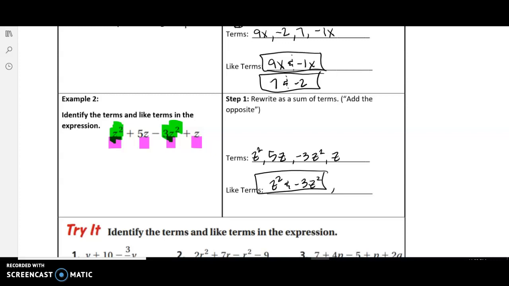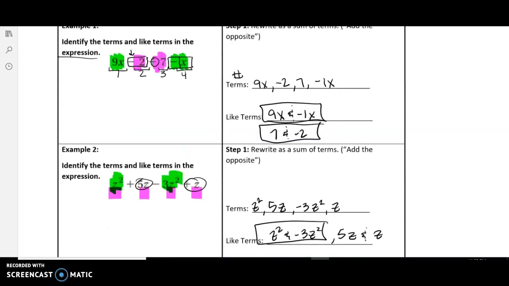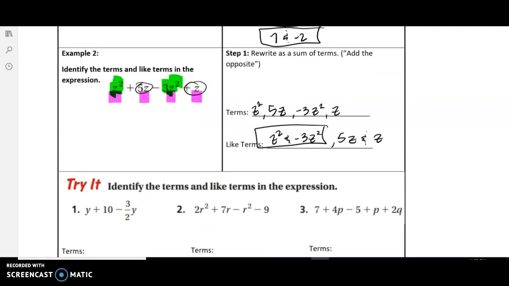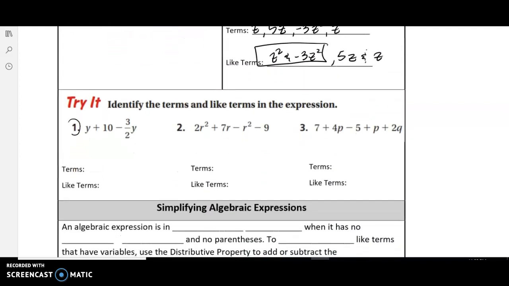Then we have 5z and just regular z. These are also like terms because they both only have a z attached to them. You'll notice there's not a constant. So a constant is a number without a letter, and this one just has variables and coefficients. So I'm going to have you take a second and I want you to do these 3 problems on your own.